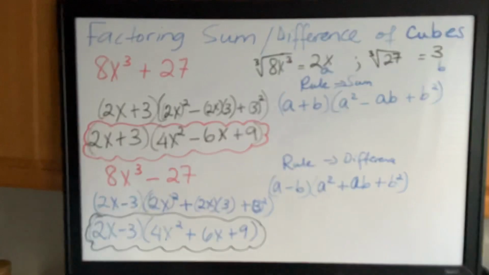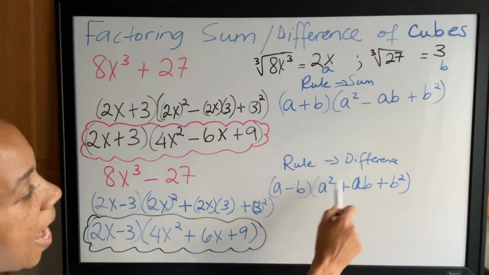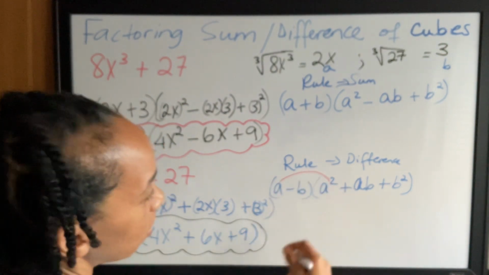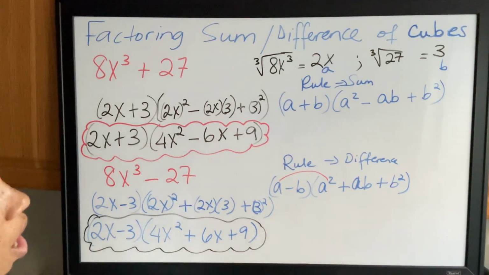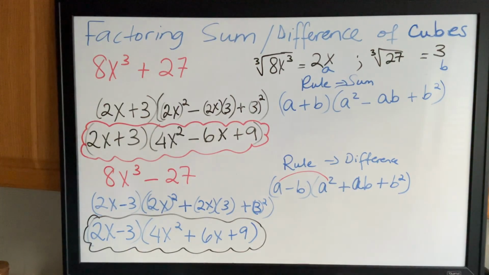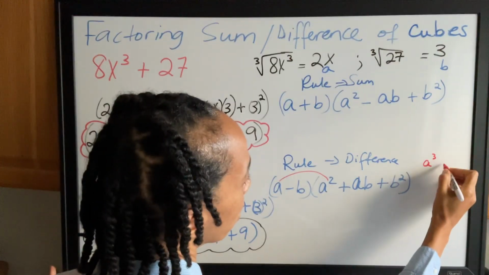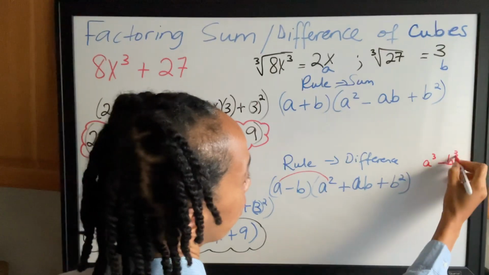This is the sum of cubes, factoring those. And let me show you why this is so. So looking at the rule here, the difference rule, if I multiply to check to see why, it's going to end up coming back to our a to the third power. So we need this to come back to our a to the third power minus our b to the third power.